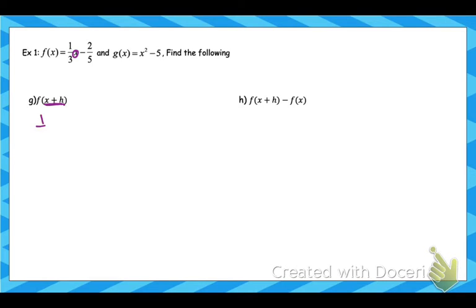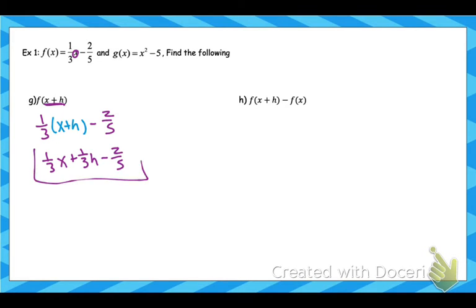So this is going to be 1/3, and then I'm going to replace x with x plus h. And the original function had -2/5. Well, then from here, I'll do 1/3 x plus 1/3 h minus 2/5. There is nothing else here I can simplify, so I'm done.